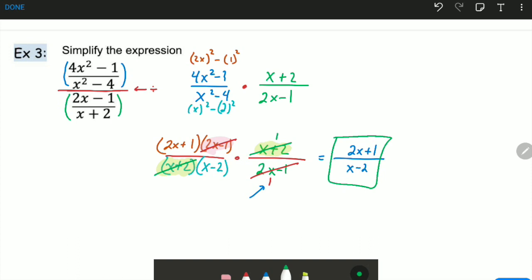And since we're not asked about the restrictions, we're going to be assuming here, at least in this course, that we are dealing with non-zero denominators. So we don't have to worry about the excluded values unless we're specifically asked for them.